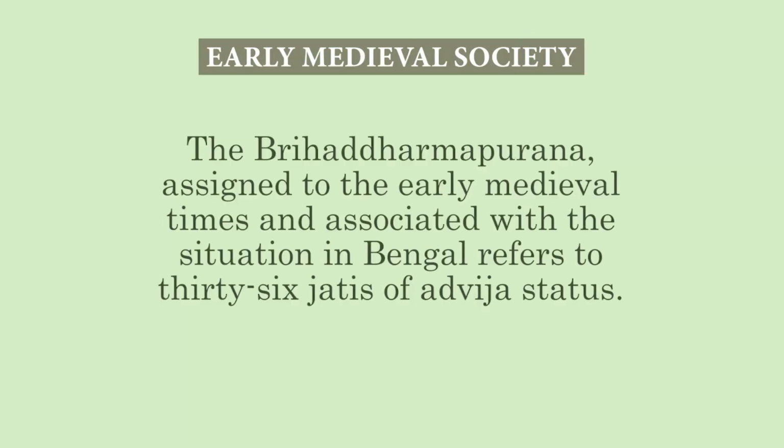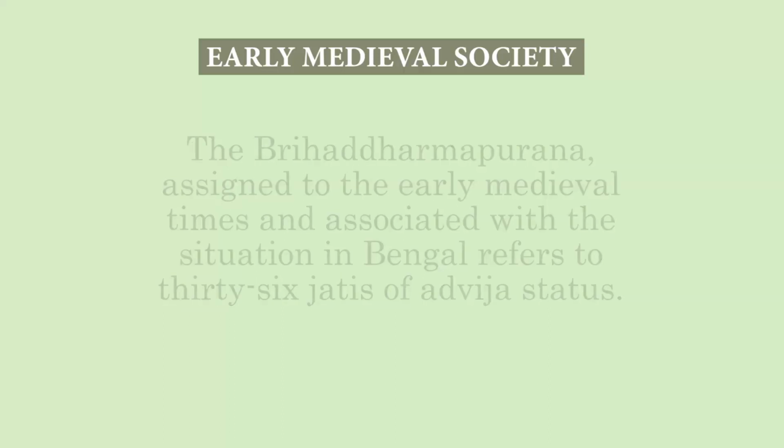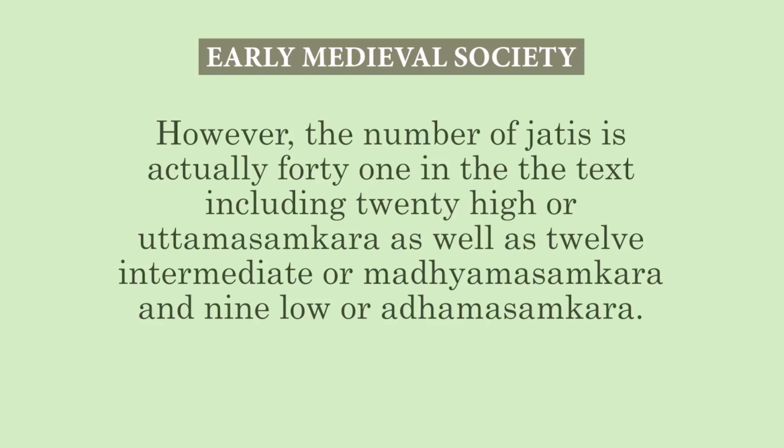The Brihad Dharma Purana, which is a text assigned to the early medieval times, refers to a case in Bengal where there is the existence of 36 Antyaja jatis. However, the number of jatis is different in the text. If you go through the text thoroughly, we find that the number of these jatis is actually 41, including 20 high or Uttama Shankara, 12 intermediary or Madhyama Shankara and 9 low or Adhama Shankara jatis. So these are all Shankara jatis or Mishra jatis, which are a product of these Anuloma and Pratiloma marriages.